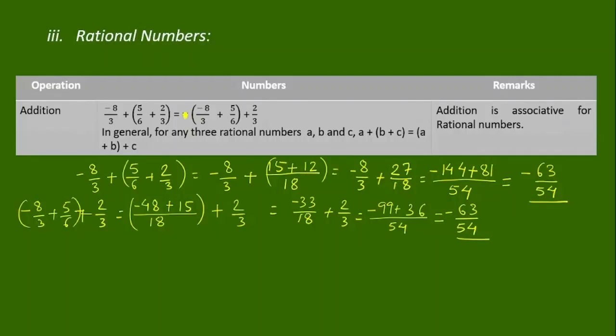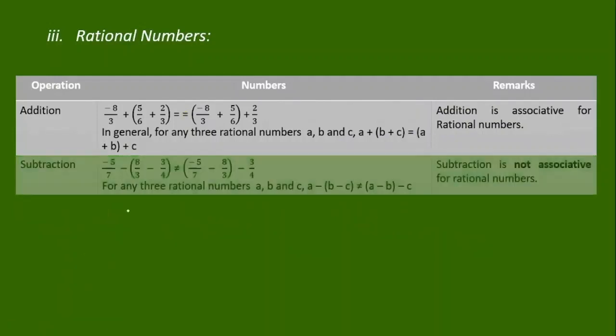So that means in general for any three rational numbers a, b and c, a plus b plus c inside the parenthesis is equal to a plus b inside the parenthesis plus c. So that means addition is associative for rational numbers. Okay. So that is clear now. Now let's move on to subtraction operation.